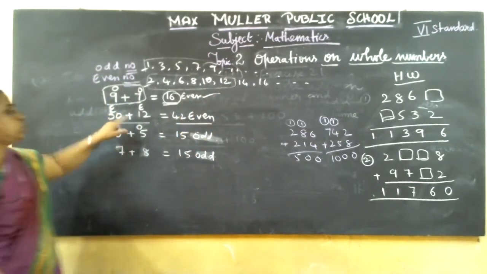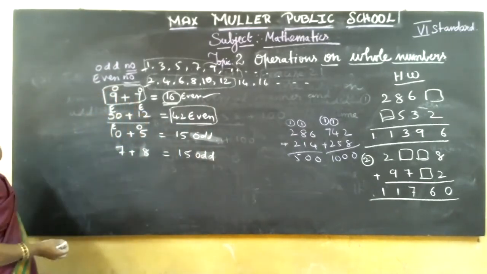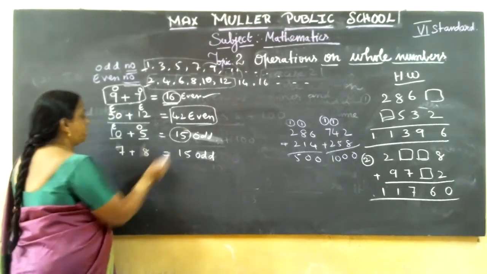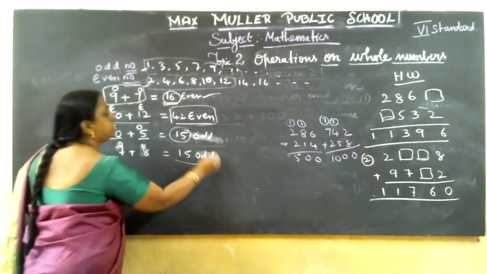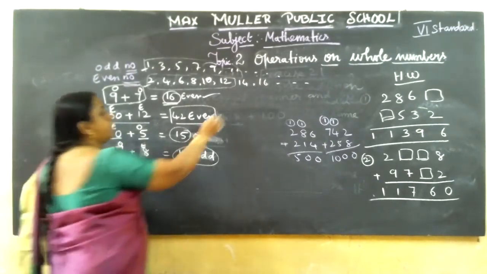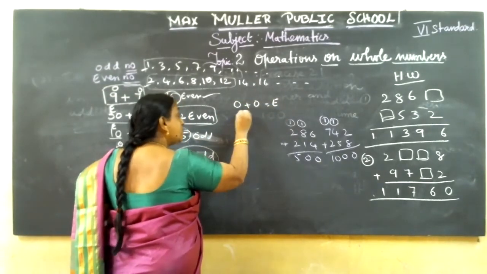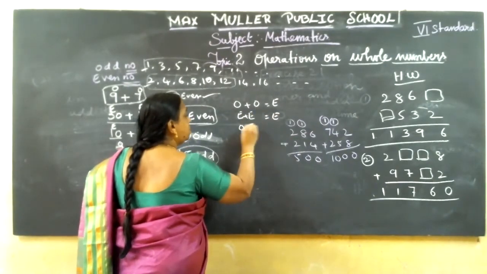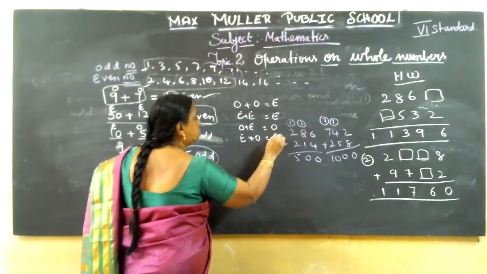So what you understand from this: if you add two odd numbers, the answer is always even. If you add two even numbers, the answer is always even. But if you take one even and one odd, you will get an odd number. If you take one odd and one even also, you will get an odd number. Clear? So odd plus odd equals even, even plus even equals even, one odd and one even equals odd, one even plus one odd equals odd.